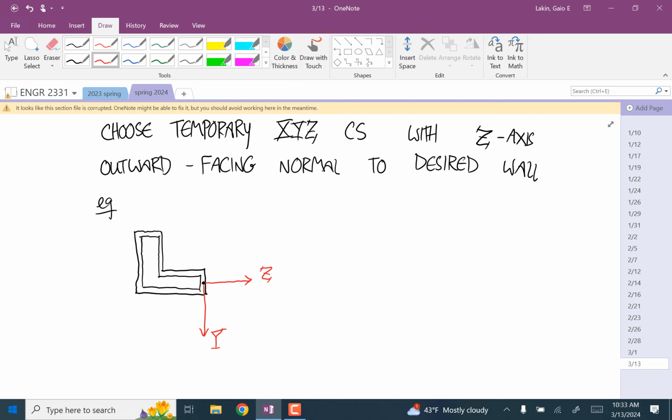Oh, yeah. That would be if we're trying to find the stress at that point. Yeah, exactly. If you're trying to find the stress over here, then you're lucky because you just use the regular coordinate system and you don't have to do a rotation at all. You know what I mean? Because here an outward facing normal would be this.